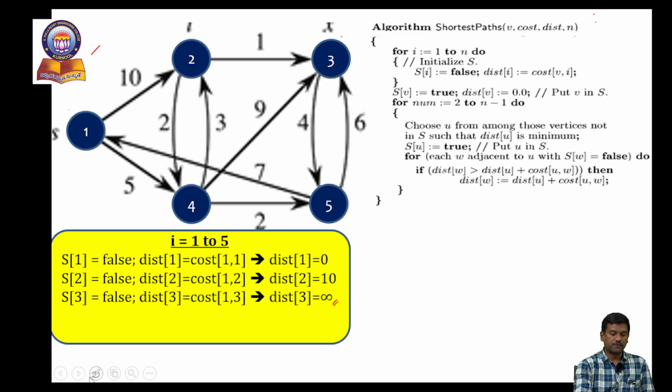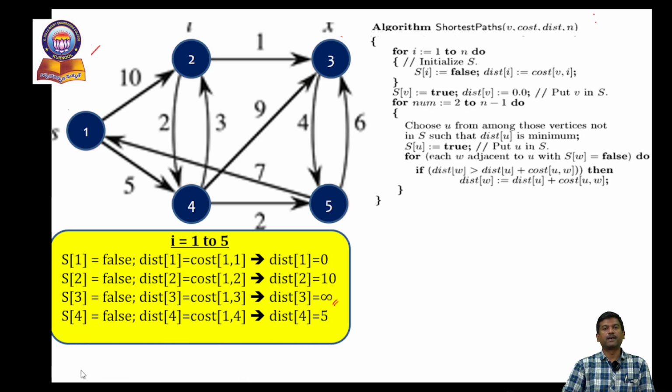And it goes on for the next iteration with the value of I equal to 4. So s of 4 is made false, and distance of 4 equal to cost of v comma I, where v indicates 1. That is, distance of 4 is equal to cost of 1 comma 4. For cost of 1 comma 4, there is an edge connected from 1 to 4 with the cost equal to 5. The same thing is represented for distance. That is, distance of 4 is equal to 5.